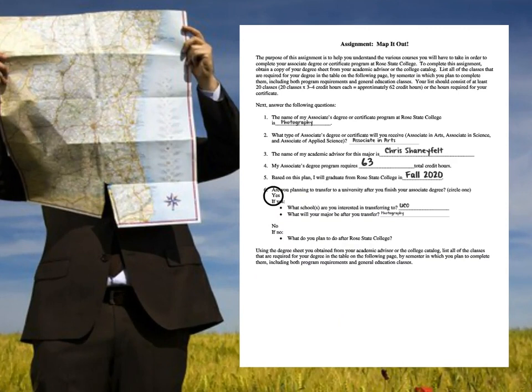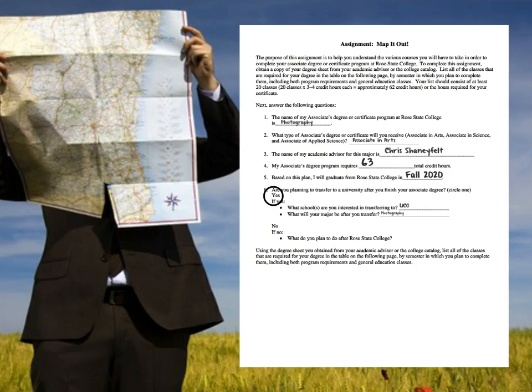Now, with that in mind, let me introduce our first assignment. This is called the Map It Out assignment. Its purpose is to help you understand the various courses you'll have to take in order to complete your associate degree or certification program here at Rose State. To complete this assignment, you'll obtain a copy of your degree sheet, and we'll talk about that in just a moment, and then list all the classes that are required for your degree in the table on the following page. You'll list those by the semester in which you plan to complete them.